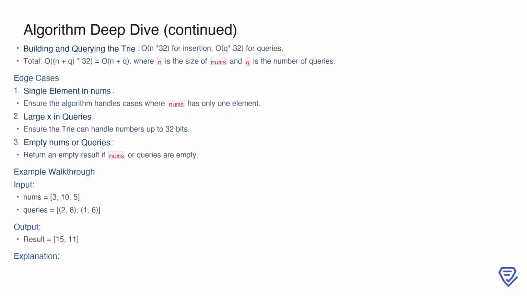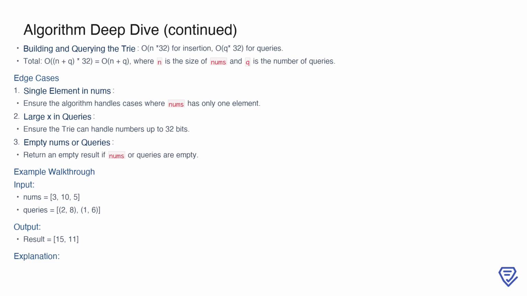Now, let's consider a few edge cases. For example, if nums contains only a single element, the algorithm must handle this without errors. Similarly, if the integer x in a query is very large, the tree must correctly process up to 32-bit numbers. Finally, if nums or the query list is empty, the algorithm should return an empty result without performing unnecessary computations. These considerations ensure that the solution is robust and handles all scenarios effectively.